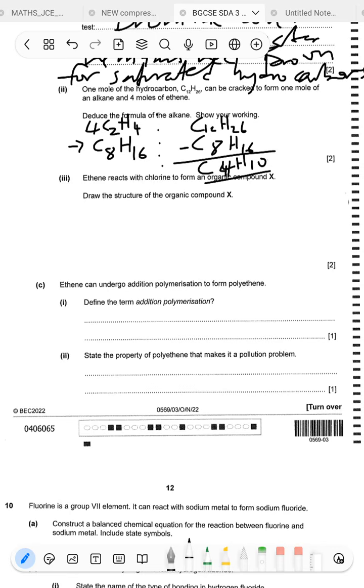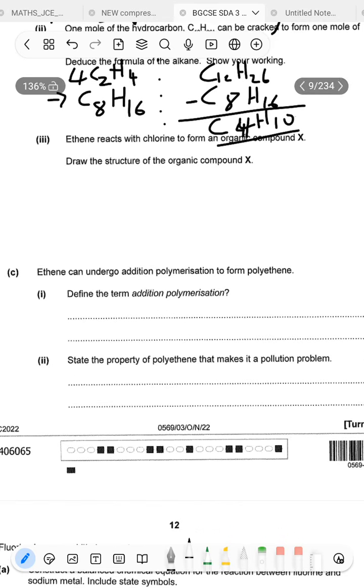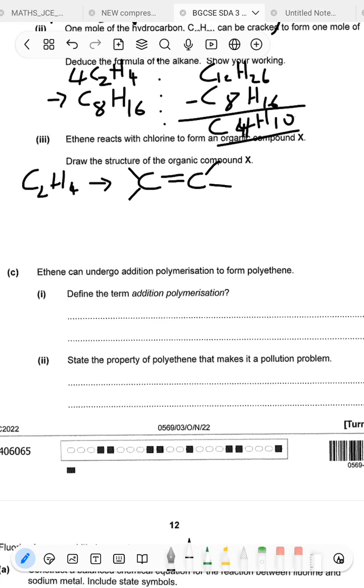Ethene reacts with chlorine to form an organic compound X. Draw the structure of organic compound X. Okay, so let's just explain what's happening. So ethene, remember ethene, it's C2H4. Now let's draw that. So this is going to be, remember it's an alkene, so it has that double bond. Okay, so it looks like this. So this guy reacts with what? With chlorine. Chlorine, remember, it's Cl2, which structurally it will look like this.